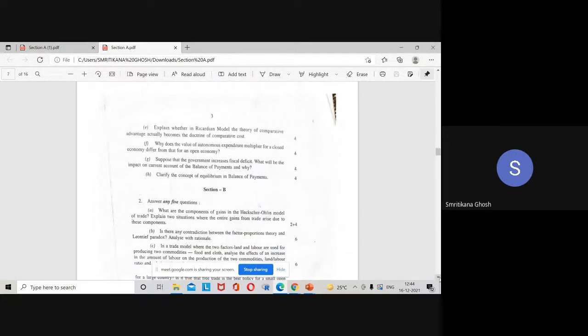Explain whether in the Ricardian model the theory of comparative advantage actually becomes the doctrine of comparative cost. Yes, it is, right? Because with the help of the opportunity cost, we are explaining the comparative advantage. That ALX, ALY ratio is actually the opportunity cost. And with the help of this, we are explaining the comparative advantage. ALX by ALY of country A is less than ALX by ALY of country B, so country A has comparative advantage over commodity X. So this is how we are explaining. Obviously these are related in the Ricardian model.